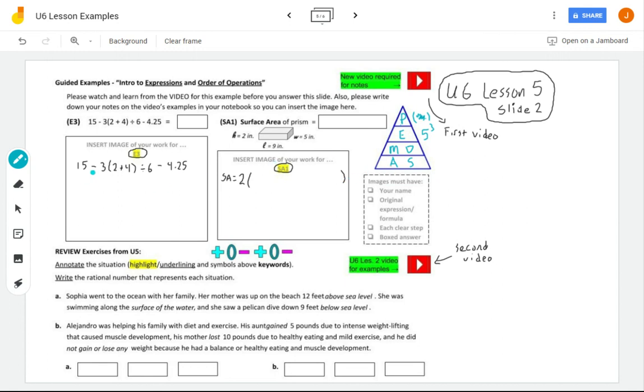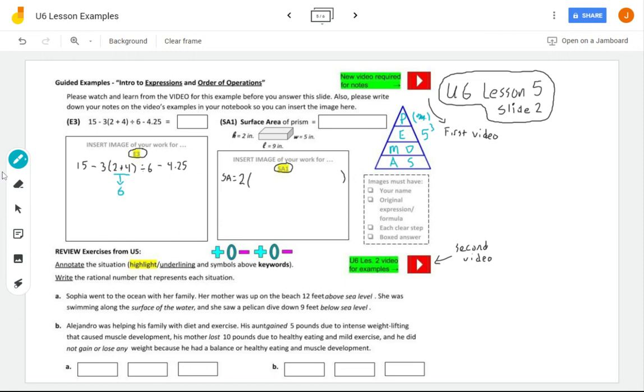All right, so let's begin. E3 has no exponents, but it does have parentheses, which is the highest priority. Now there's a 3 in front of the parentheses, and there's a 2 plus 4 inside the parentheses. So when we see P at the top of the triangle, that means inside. So this will be added. So if we add 2 and 4, that's 6.